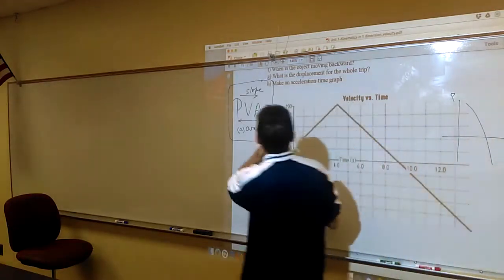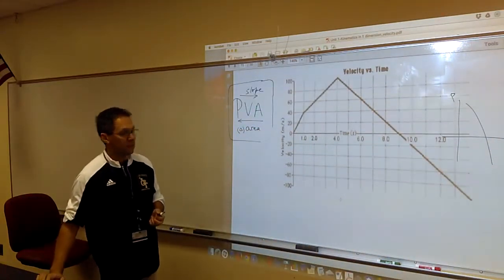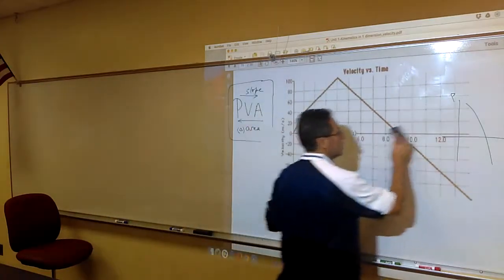Now we need to make an acceleration time graph here. So I'm going to line it up so I can use the same time scale.